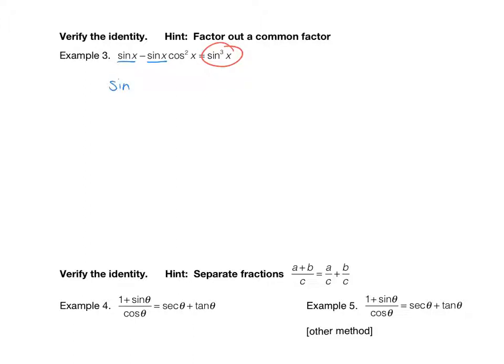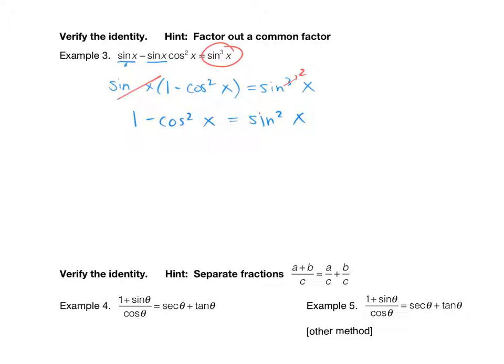So I have the sine of x, and when I pull that out of the first term, sine of x divided by sine of x is 1. And then the sine of x times cosine squared, when I've divided out sine of x, I'm left with just cosine squared x. And then that equals sine cubed of x. The reason I've left the right-hand side in is we are now going to divide both sides by sine of x, which means that my new equation is just 1 minus cosine squared x equals sine squared x.